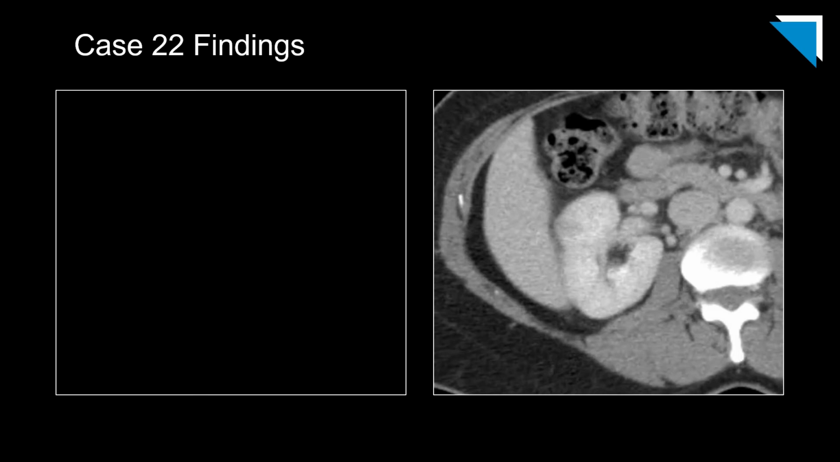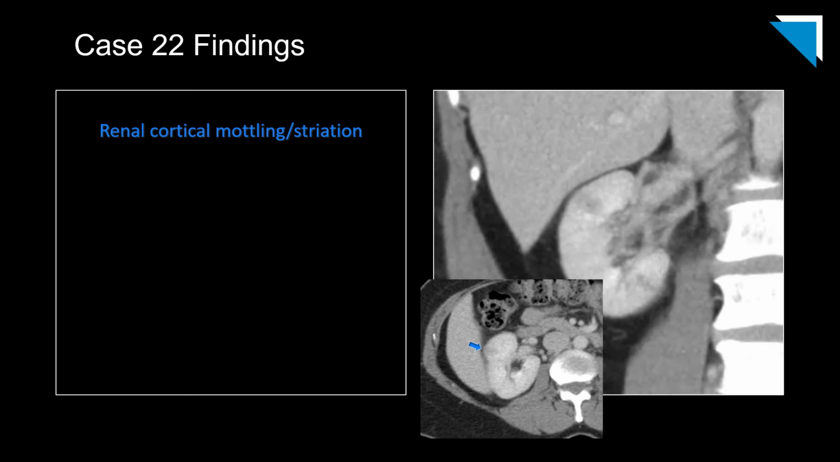On this axial image, there is a very subtle focus of renal cortical mottling. I'm sure you can all appreciate how easy it would be to miss this finding when scrolling through the axial images. But I think you'll agree that the findings are a little more conspicuous on the coronal images. This, of course, is a case of mild or early acute pyelonephritis.